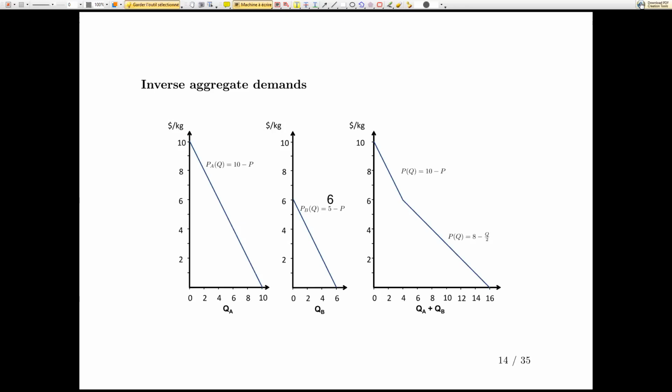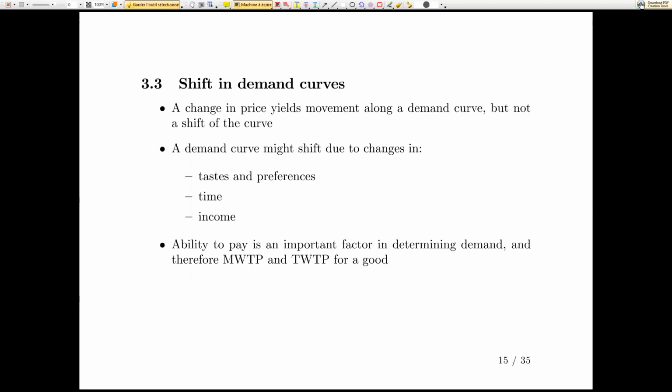Okay, so stop me at some point if you have a question, and otherwise we continue. Okay, shifts in demand curves. So a change in price yields movement along a demand curve, but not a shift of the curve. I hope you do remember that. So demand curves are links between price and quantity. So if the price changes, what happens to quantity demanded? That's a movement on the curve.